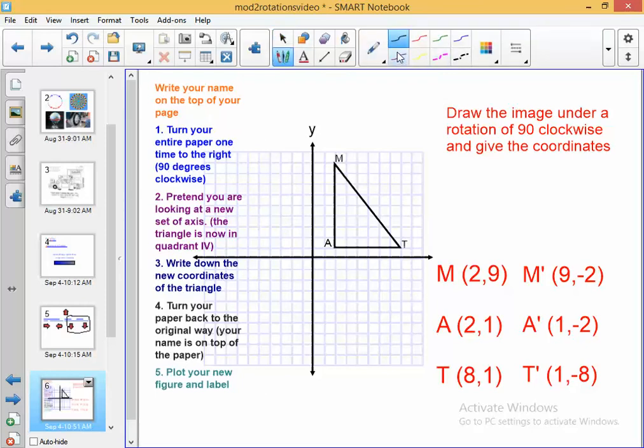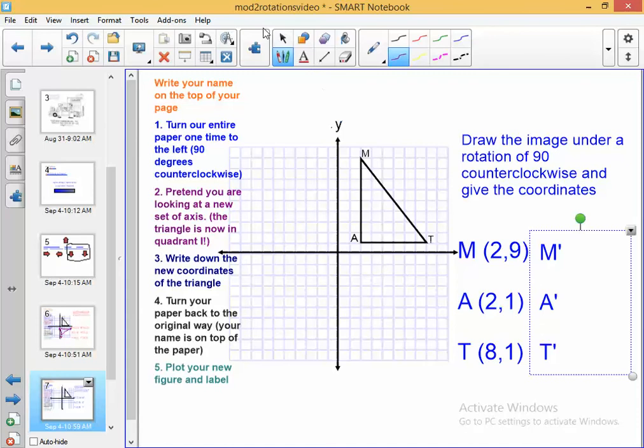Now we're just going to plot our new coordinates. M is over 9, down 2. A is over 1, down 2. And T is over 1, down 8. Once we connect our points, we see we have the exact same triangle. All it did was turn into a different quadrant. So that's an example of a 90 degrees clockwise rotation.